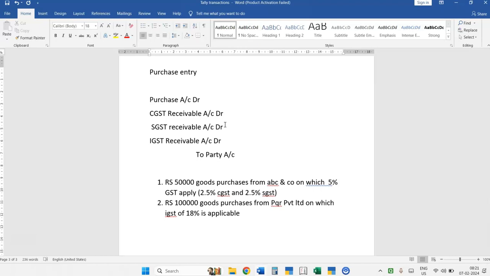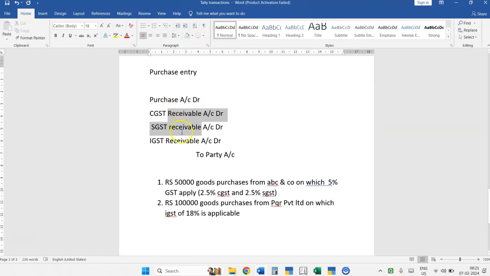The purchase account will be debited because purchase is a nominal account, it is just one type of expense, and as per the rule of the nominal account, if there is an expense, then it has to be debited. So the purchase account is required to be debited.